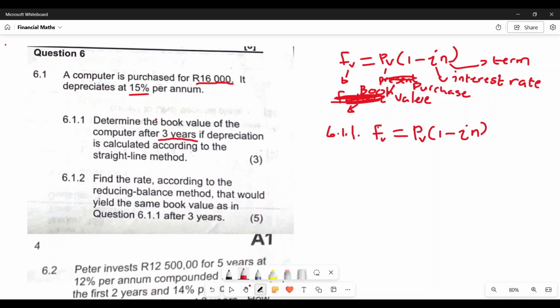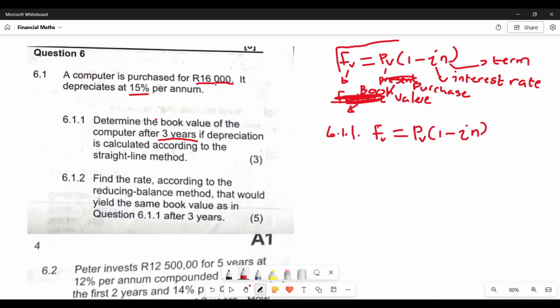So if you read the question together with me, say a computer is purchased for 16,000 Rand, it depreciates at 15% per annum. Determine the book value of the computer after 3 years of depreciation, if depreciation is calculated according to a straight line method. So a straight line method is represented by this formula that I've written for us here. So we will just have to plug in some values into the formula.